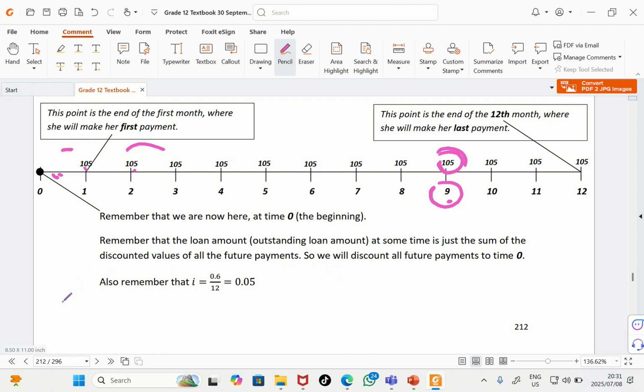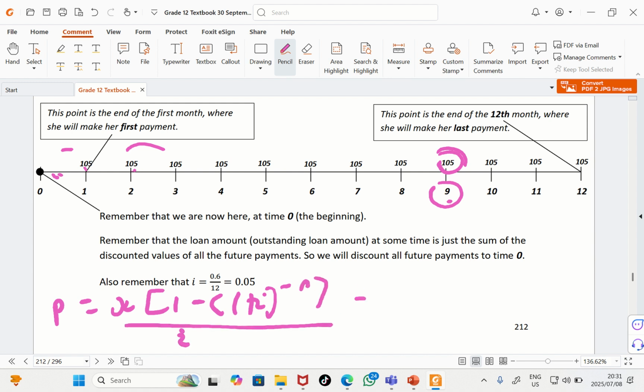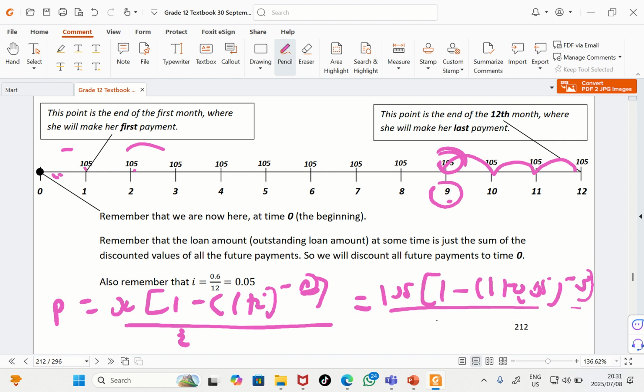P equals X times 1 minus (1 plus i) to the power negative n over i. Substitute 105 times 1 minus (1 plus 0.05) to the power of minus the number of periods until the last payment: 1, 2, 3. You put 3 there. You see, easy peasy, and then get your answer. You can either use this formula or the discount method.